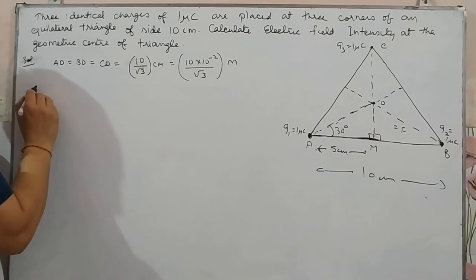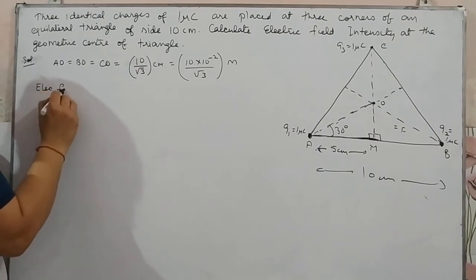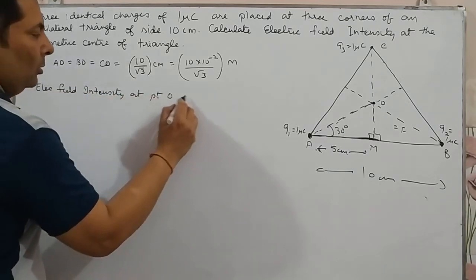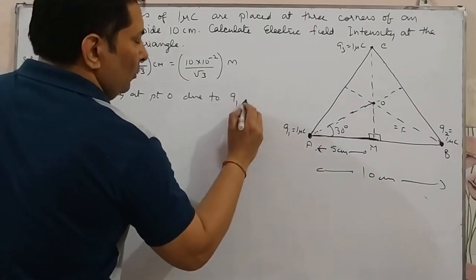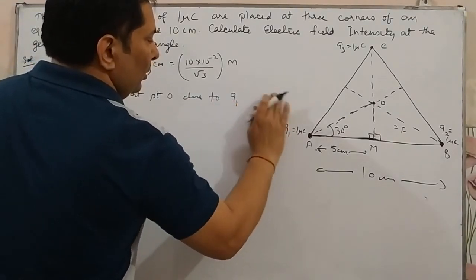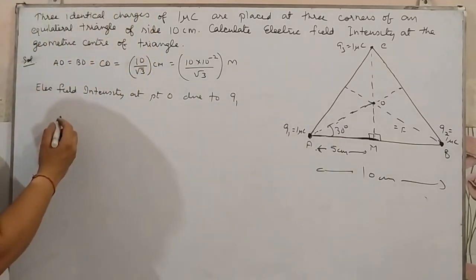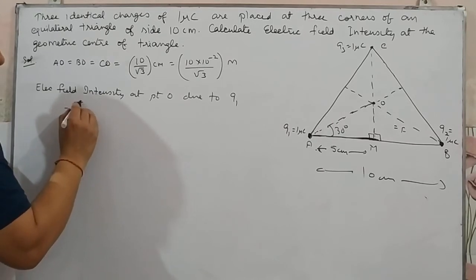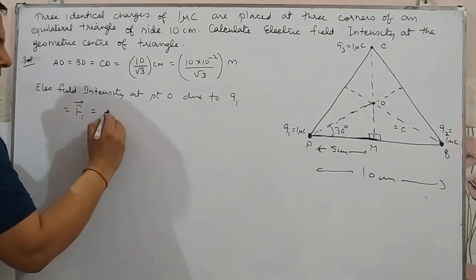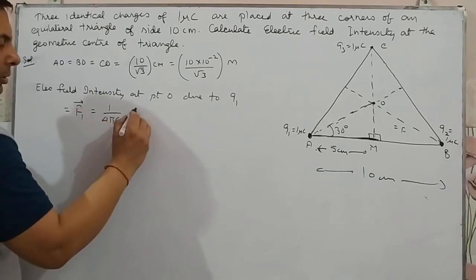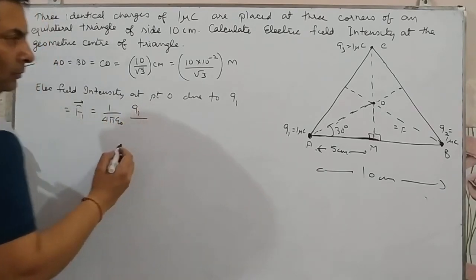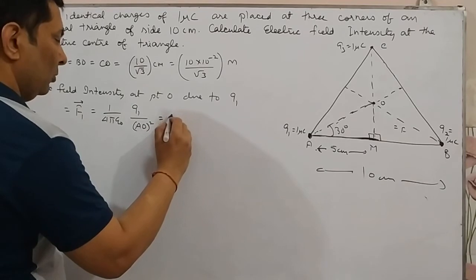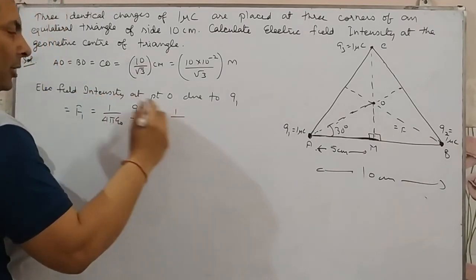So we find the electric field intensity at point O due to Q1. It is simply F1, given as F1 equals 1 upon 4 pi epsilon naught, Q1 upon AO square. Now we are not taking the direction here, we are simply taking the magnitude.